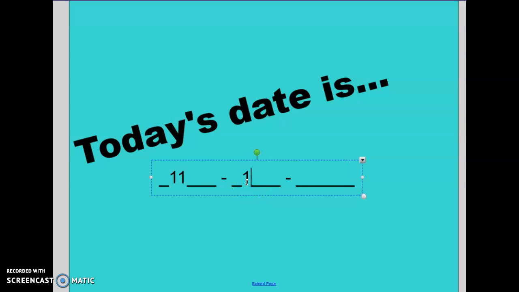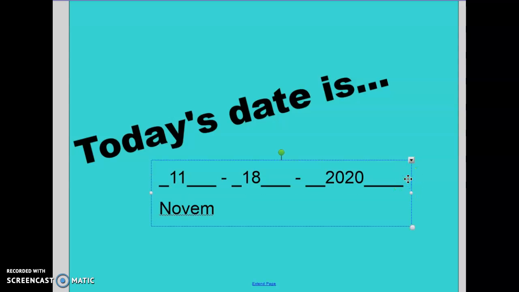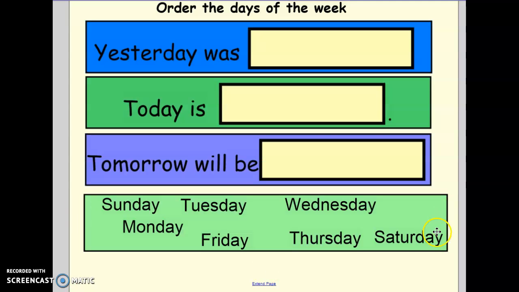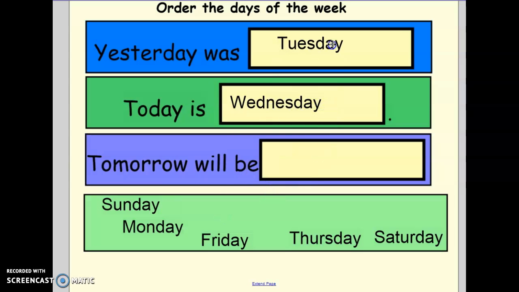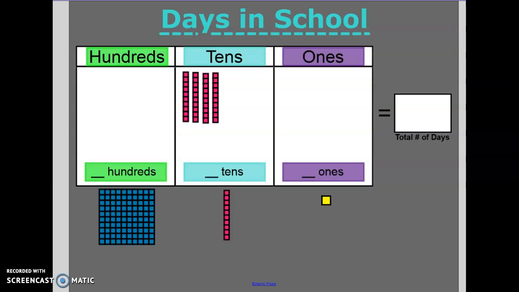11, 18, 2020. Write it in. November 18th, 2020. I know that today is Wednesday. So if today is Wednesday, hop backwards to yesterday, and yesterday was Tuesday. Tuesday, Wednesday, tomorrow will be Thursday.